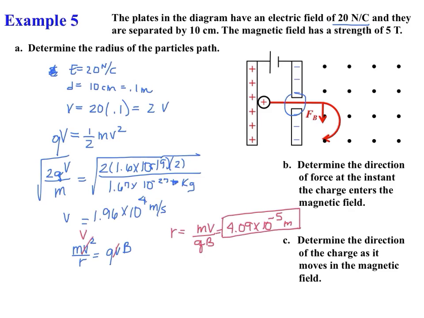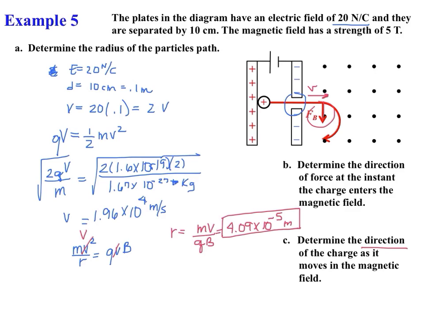Now, again, we were also asked to solve for the direction of the force, which we said was downward, because our speed was in this direction, our velocity. So that's the direction of our thumb. We said that our magnetic field was coming out of the page. Actually, our thumb goes to the right and our fingers come up, which means that our palm is going to go downward. And then we're asked to determine the direction of the charge as it moves in the magnetic field.